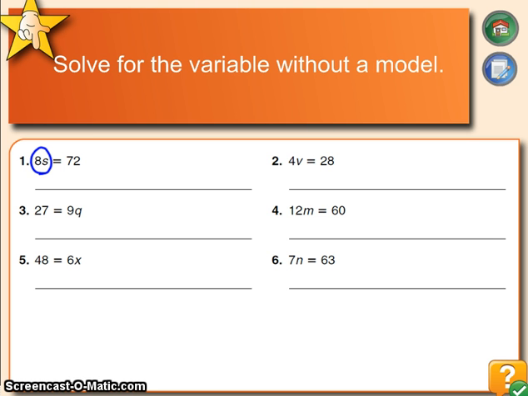Again, try and do these without a calculator if you can. So think back to your times tables, all right? Or you can go with the opposite operation. Opposite of multiply is indeed divide. So if I take my 72 and divide it by the 8, hopefully you find that s should equal 9, because 8 times 9 is 72.